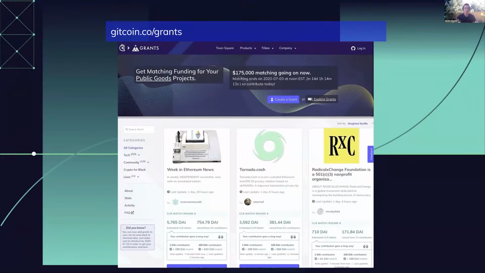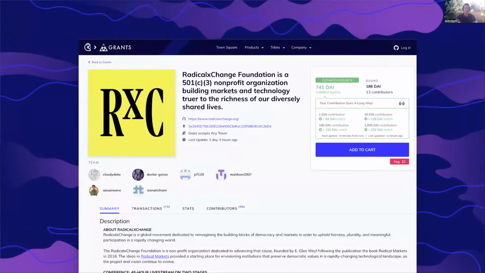So a few projects that we've funded to date include Week in Ethereum, shout out Evan Van Ness, Tornado Cash, and Radical Exchange, which of course was one of the organizations that really started this movement. And Radical Exchange in particular, I think, is an amazing organization that everyone should try to support. That's just my own personal belief and pitch.